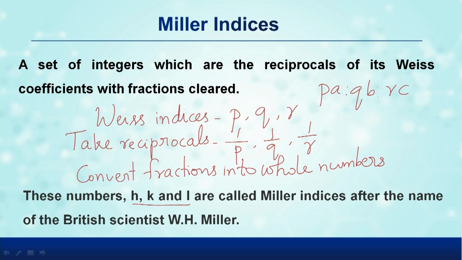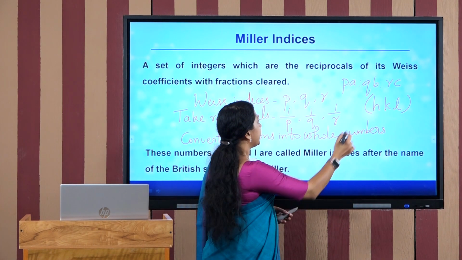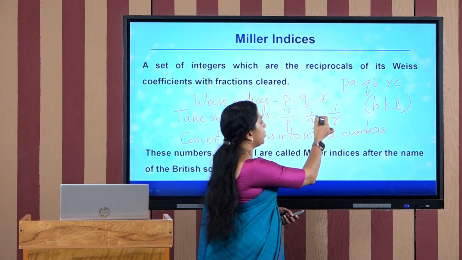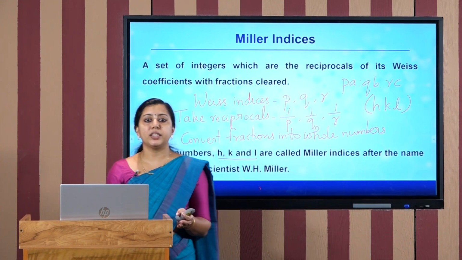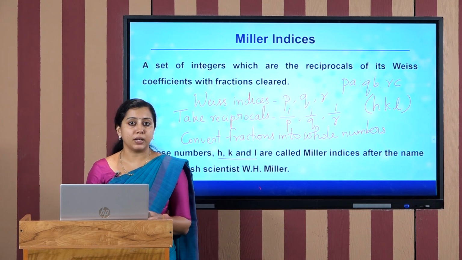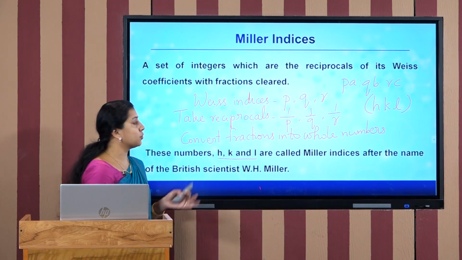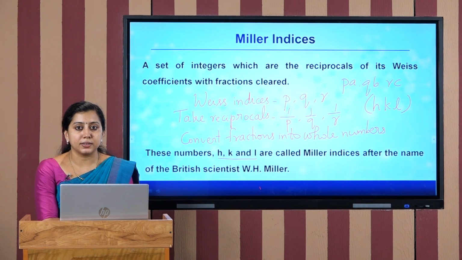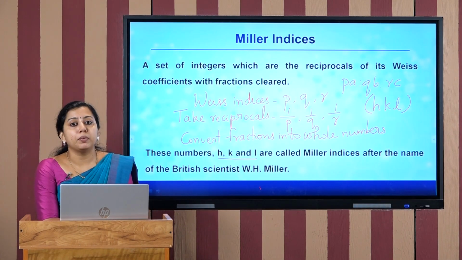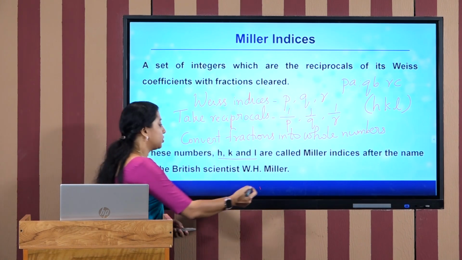If we want to represent a plane using Miller indices, you can write H, K, L in parenthesis. So, in this HKL, H corresponds to 1 by P, K corresponds to 1 by Q and L corresponds to 1 by R. So, H, K and L are a set of integers which are the reciprocals of the Weiss coefficients with fractions cleared, and these set of integers are known as Miller indices. Miller indices are named after the British scientist W.H. Miller.